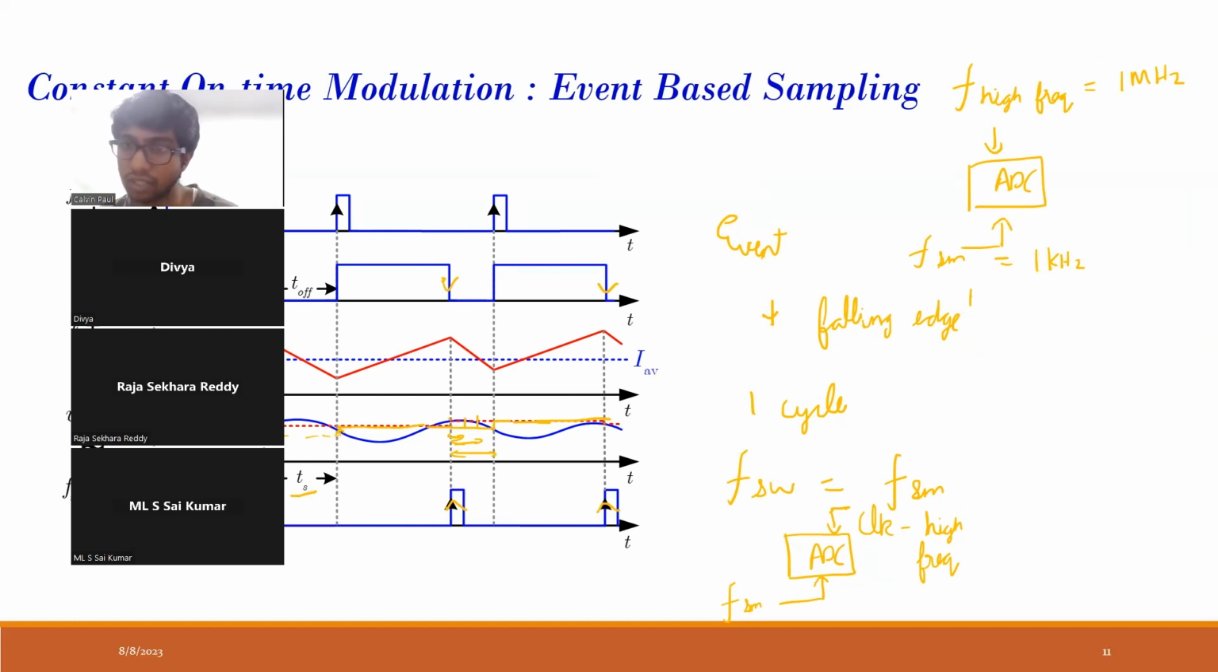If I give a trigger to this ADC that now you start converting, and suppose it takes 12 cycles, then after 12 pulses of this high frequency clock, it will be ready. This is my analog signal. This is my digital signal. So after 12 cycles, it will be ready with the sample value of this analog signal. So 12 cycles will correspond to 12 microseconds.